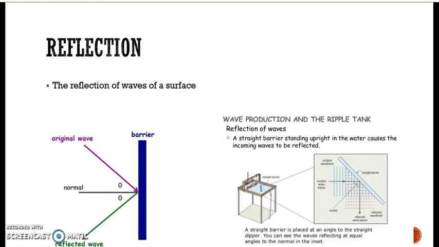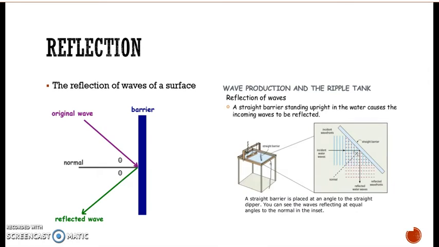Reflection of waves on the surface. As you can see, there's the original wave, it bumps into this barrier and then it bumps off.